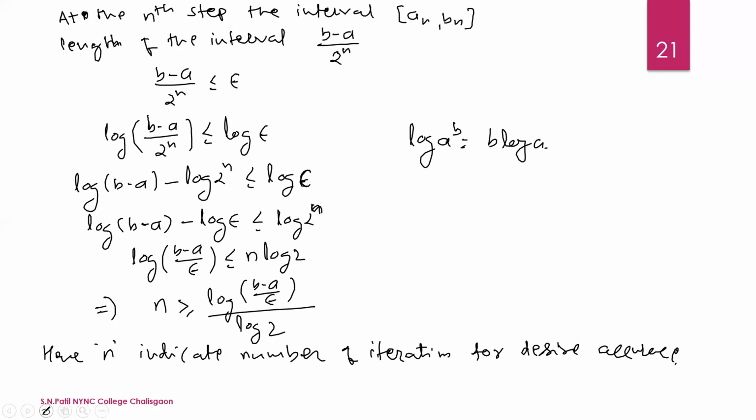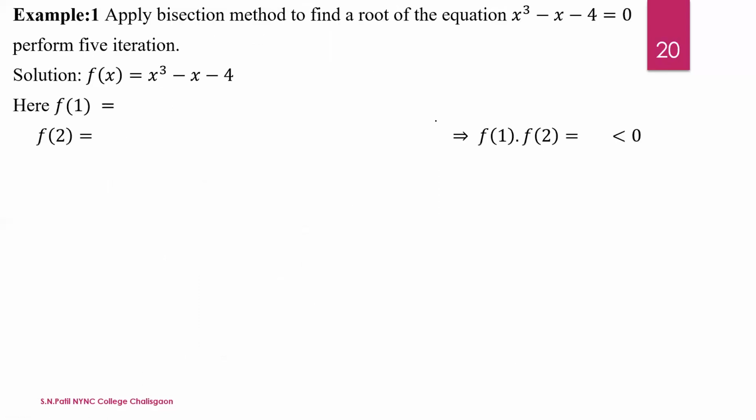Now let us take an example. Using the bisection method, find the approximate root of this polynomial and perform 5 iterations. We have the polynomial f of x is equal to x cube minus x minus 4. Here we use the trial and error method to identify the interval. We start from 1.